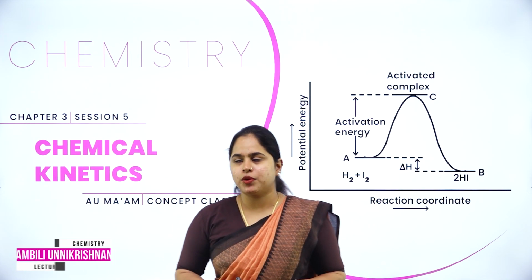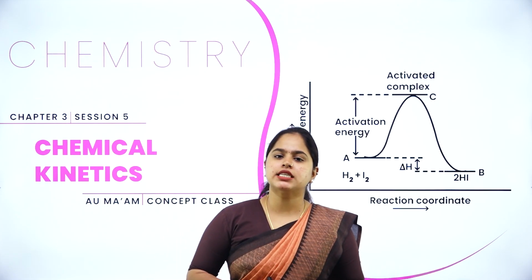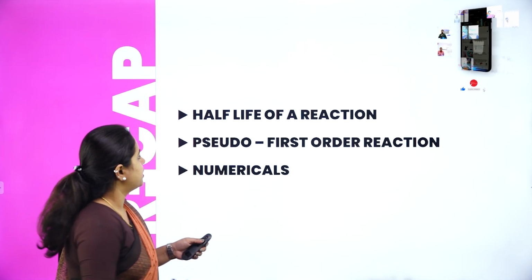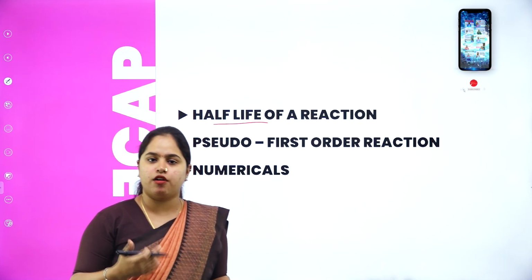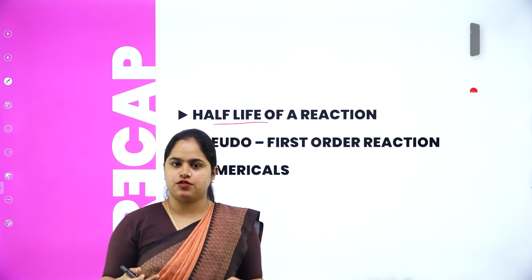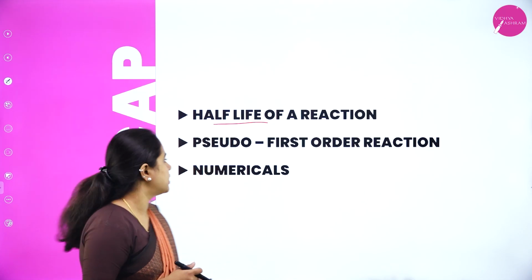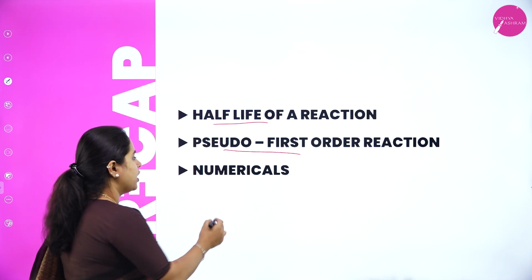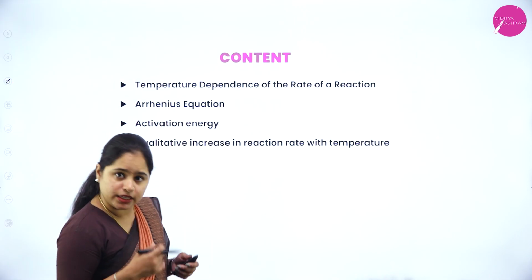So today we are back with session 5 of the chapter Chemical Kinetics. In the last session, we studied about the half-life of a reaction: what is the half-life of a reaction, and the equation to calculate the half-life of a first order reaction as well as a zero order reaction, and we did the numericals as well. Then we also studied what a pseudo first order reaction is, and did some numericals as well. So let's see what we are going to study in today's session.